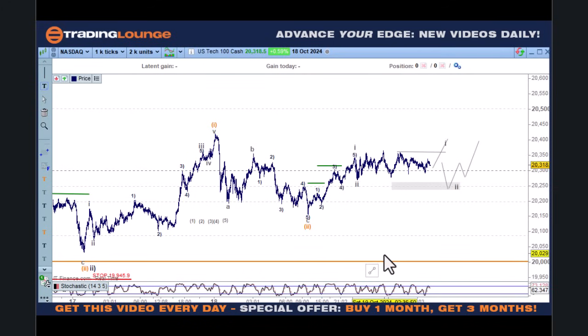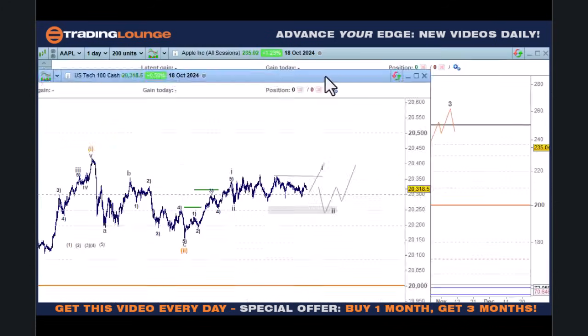But generally speaking, once again, I could count this as 5 waves too. I could go 1 and 2 and 3 to here, 4 to here, and 5 to here. But the rest of the markets are pointing up, so we'll play it that way. That's the indices. So buy new highs.